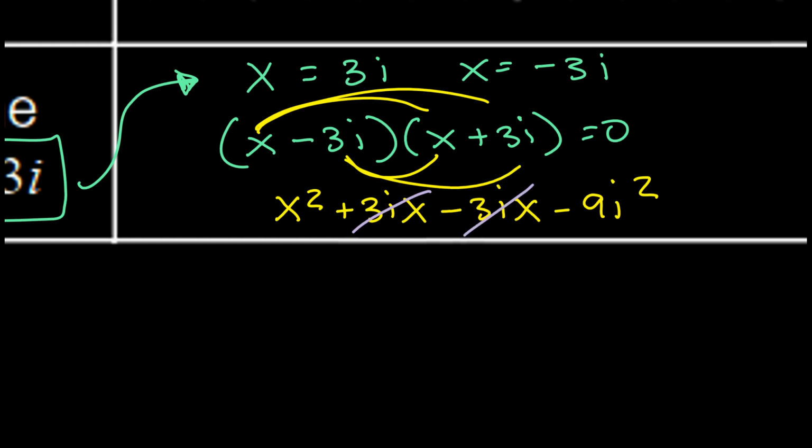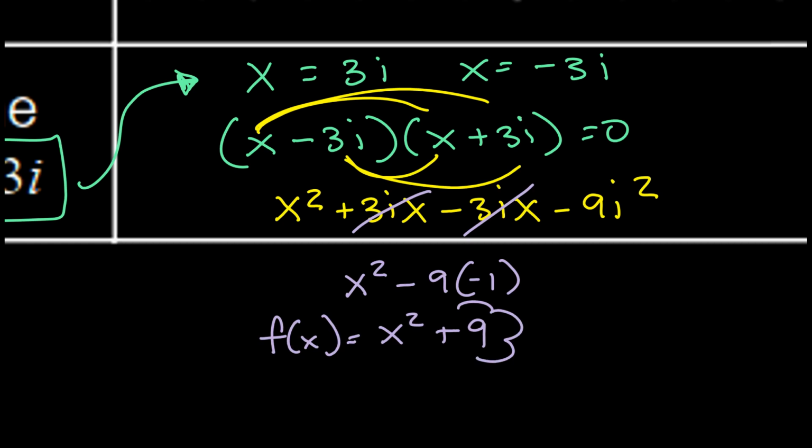They cancel, and what do we know i squared is equivalent to? So it's x squared minus 9 times negative 1, which what does that become? So our quadratic is x squared plus 9, and we're done.